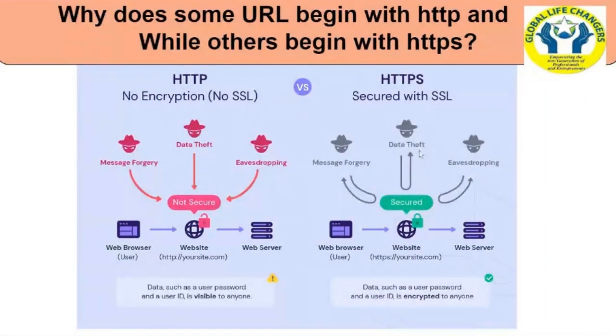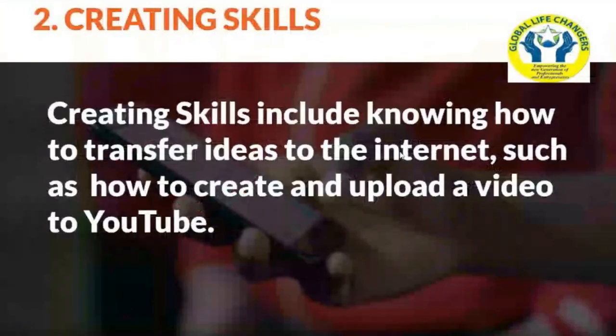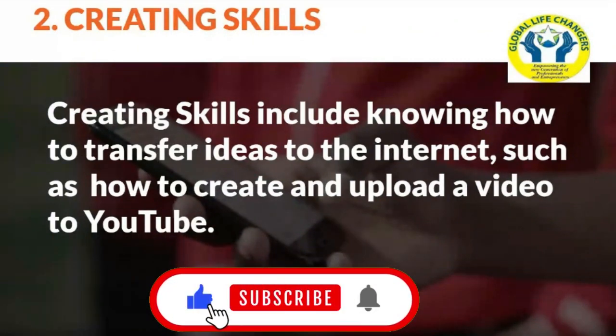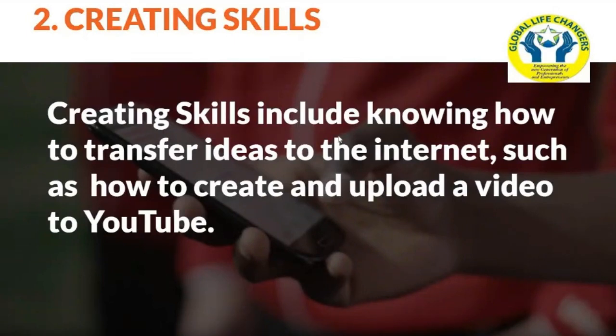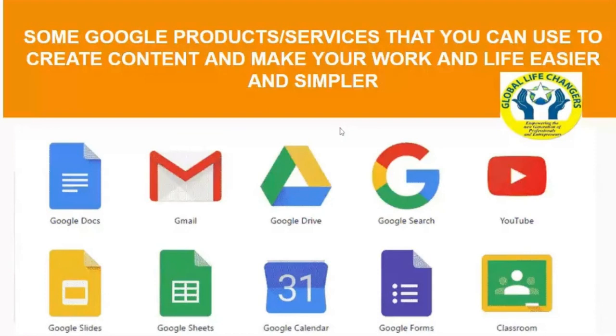Now, this brings us to the second digital literacy skill one needs to have, which is the creating skills. The creating skills include knowing how to transfer ideas to the internet, such as how to create and upload a video to YouTube. Good. So with that, available are some Google products and services that can help you create content easily to enable you have an easy life and make your work simpler.